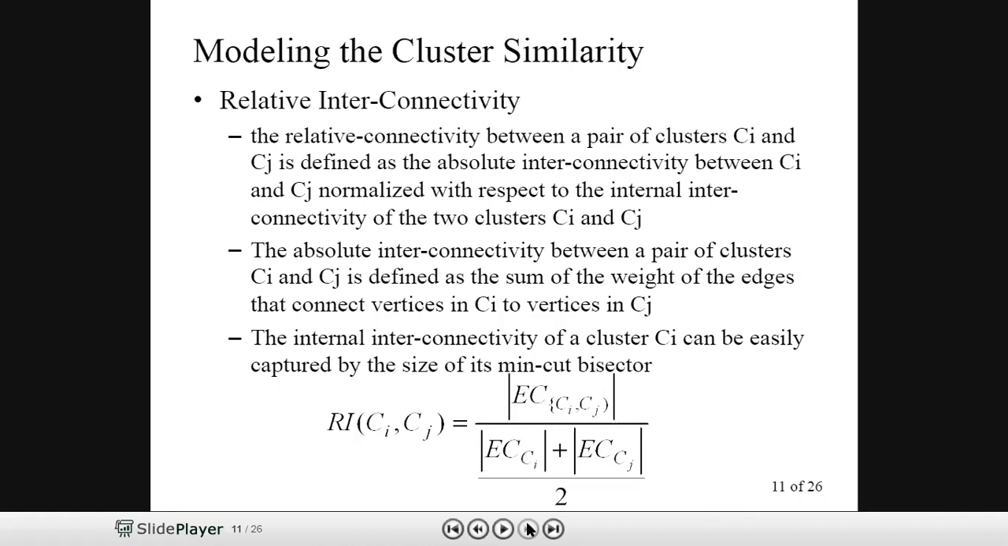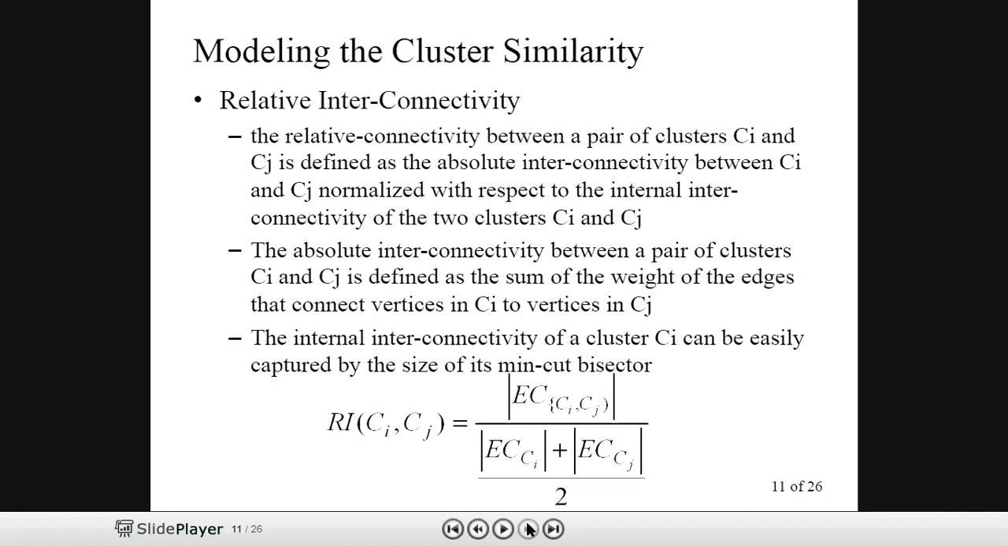Similarly, the internal connectivity of a cluster Ci can be captured by the size of its min-cut bisector. In simple words, for a cluster Ci, it is the edges that need to be removed for partitioning the cluster into two portions. Those edge weights are summed up and divided by the number of these edges, and that is called the internal connectivity of that cluster.